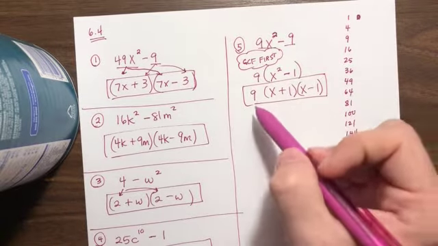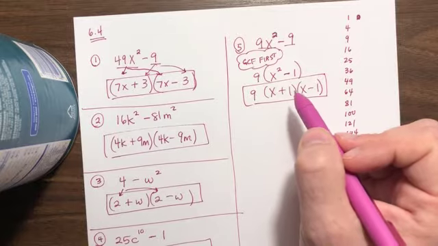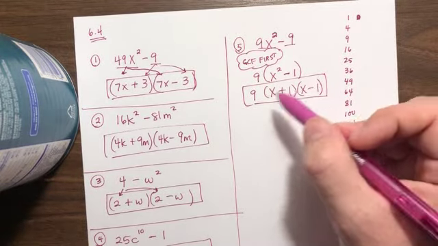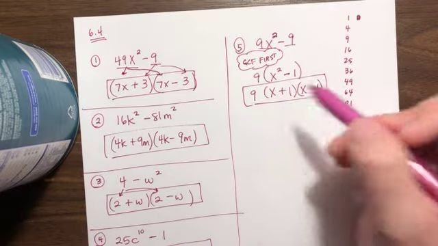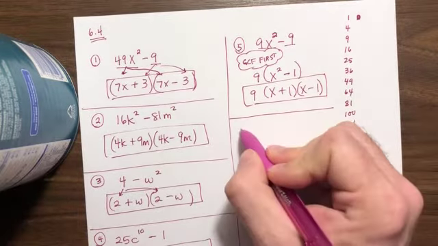Now if you have 3x plus 3 and 3x minus 3, that's not wrong as how you factored it, but it isn't a fully factored function. It's not an answer that's fully factored. And the reason why is because there's a GCF in each one of them.